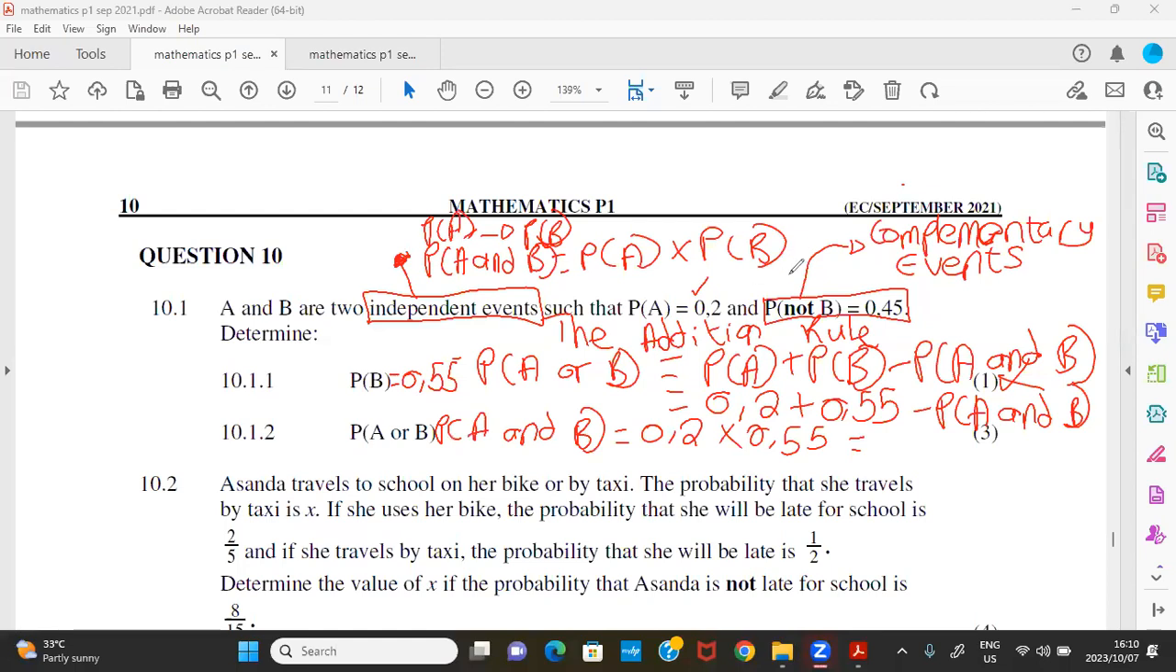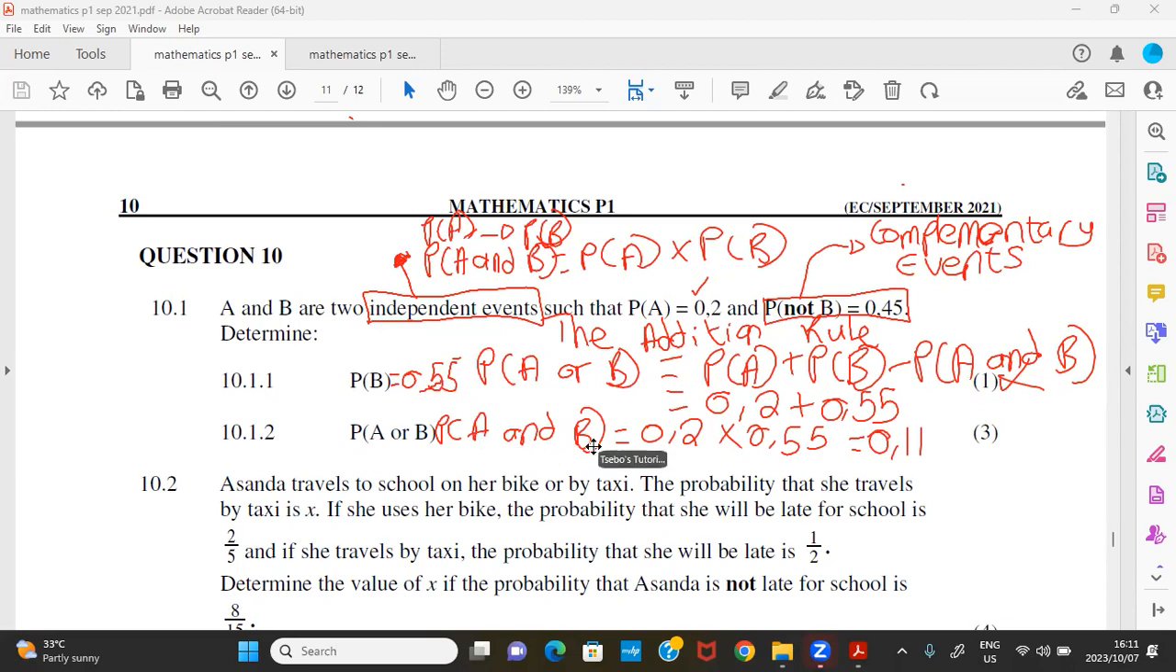So what are you getting there? 0.11. Please repeat that. 0.11. 0.11, yeah? So let me just erase this little part here.